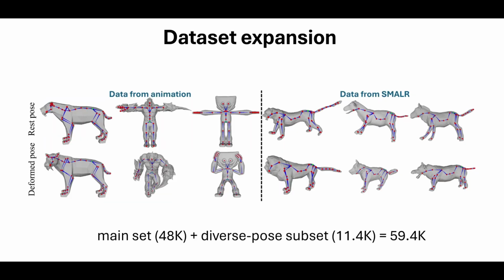Beyond the 48K samples from Objaverse XL, we conducted dataset expansion to address a key limitation. We observed that most Objaverse XL data are in rest poses. For example, human models are typically in T-pose or A-pose configurations. Consequently, models trained solely on this data may struggle with diverse pose inputs. To address this, we created a diverse pose subset containing 11.4K additional samples. This dataset expansion significantly improves generalization to diverse pose inputs.